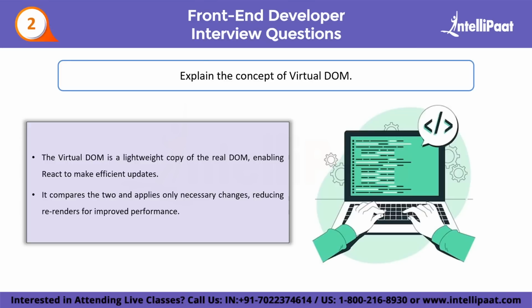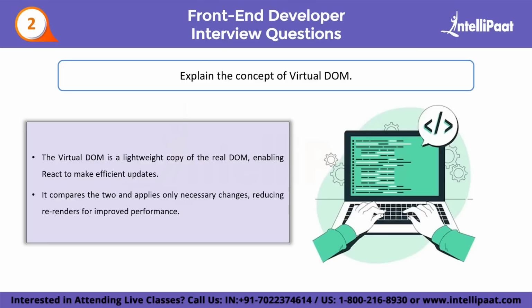When you interact with a React application, changes occur, such as clicking a button or updating some data. React doesn't immediately update the actual DOM. Instead, it first updates the virtual DOM, which is a lightweight copy of the real DOM. React then compares the updated virtual DOM with the original virtual DOM, which is the previous state, to see what changes happened.